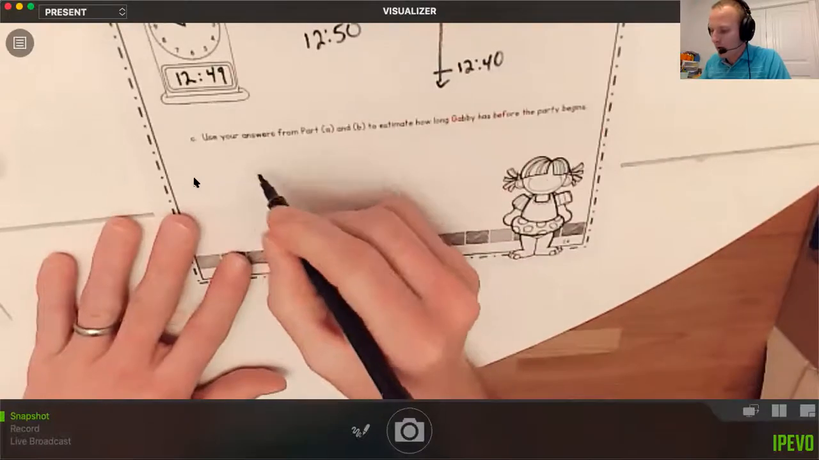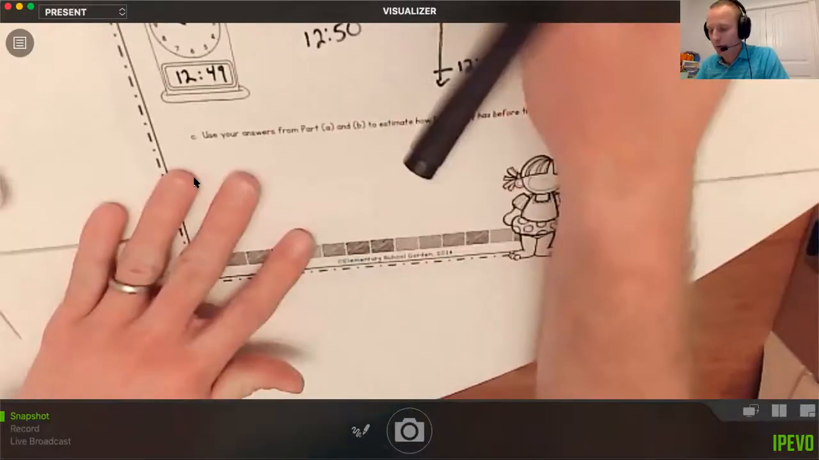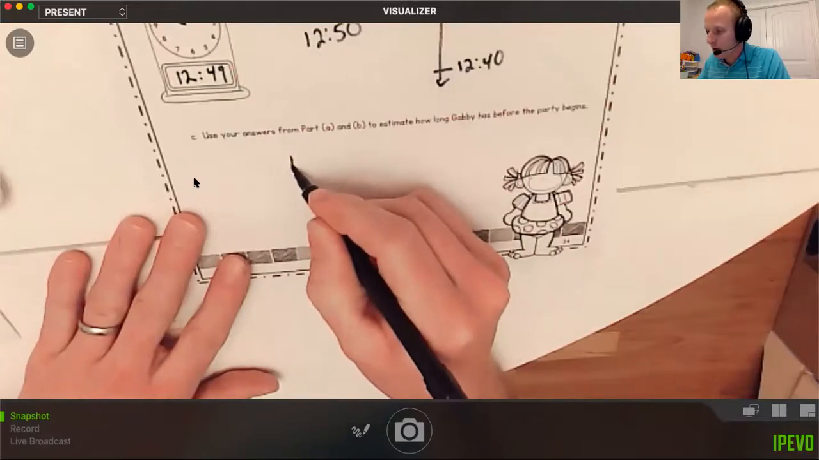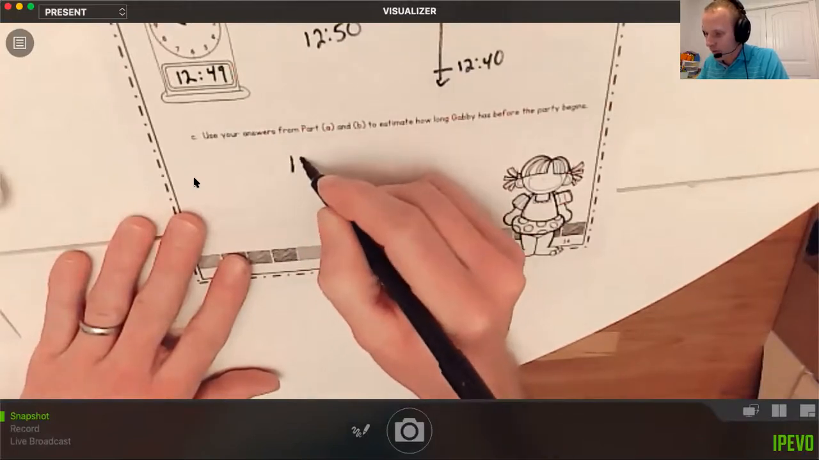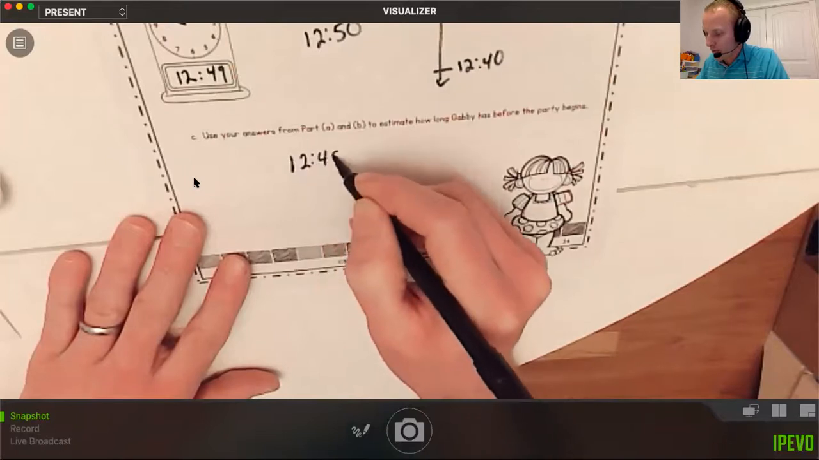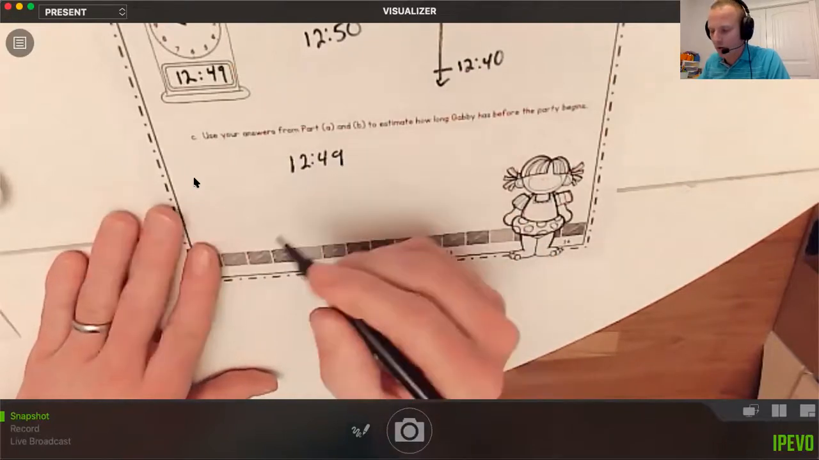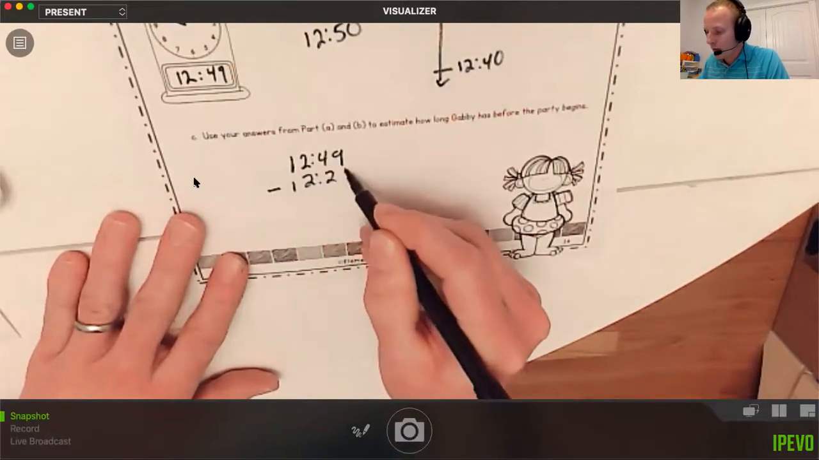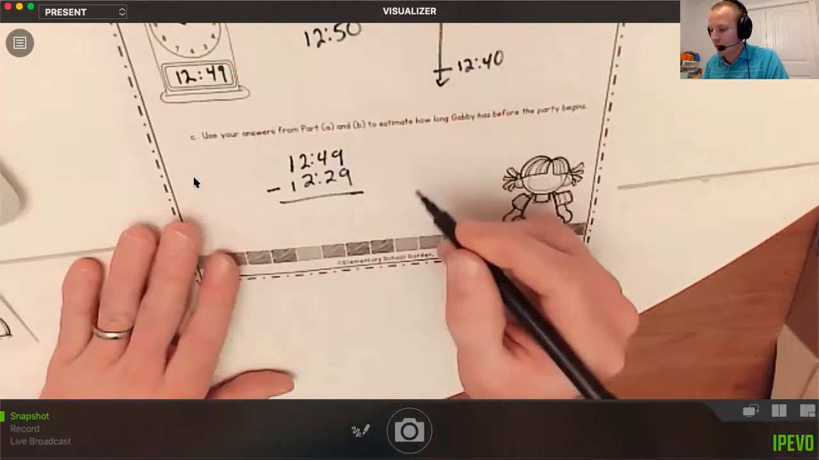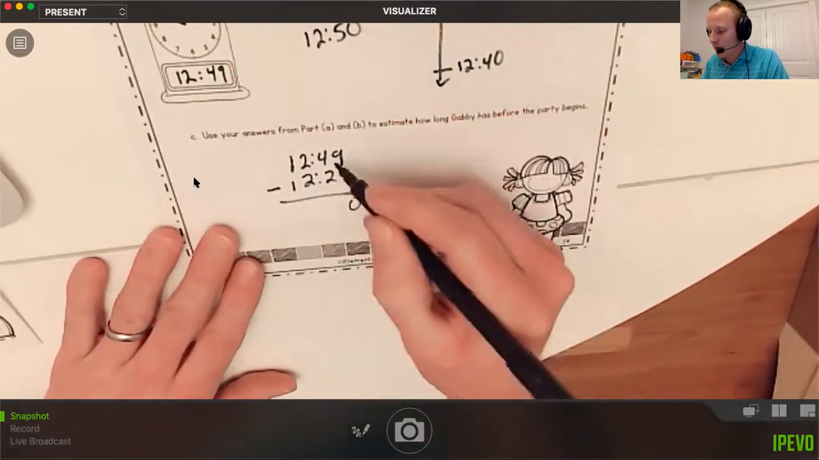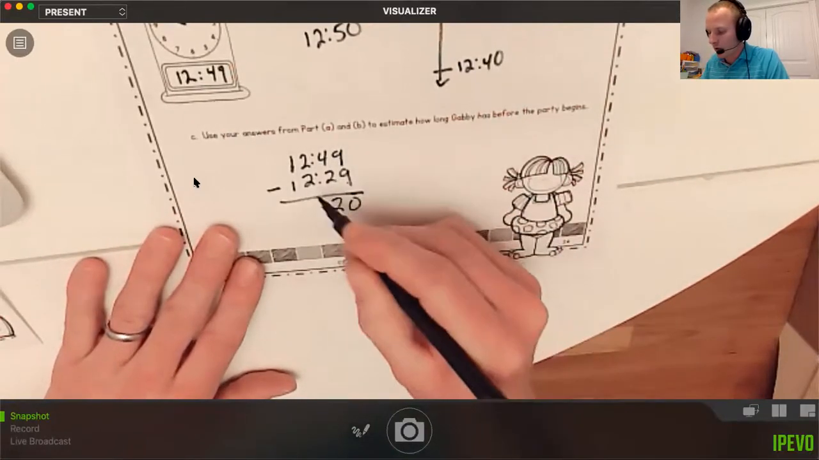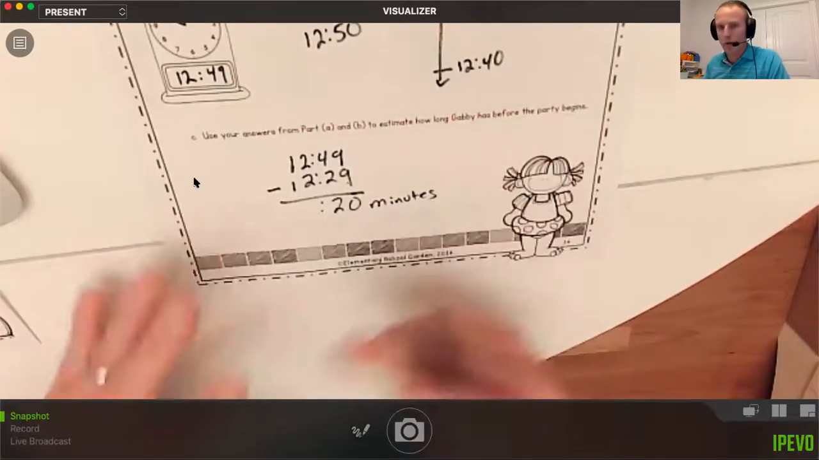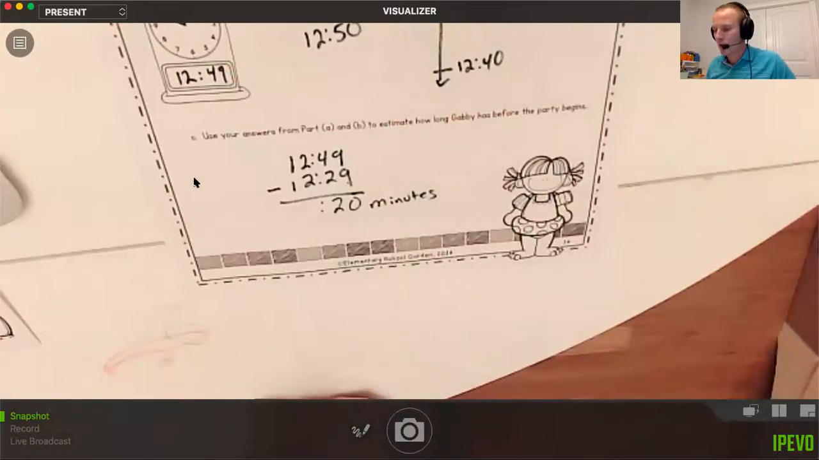So we have subtracting here to find the difference in the time. So I have the party starts at 12:49, which is a very odd time for a party to start. And right now it is 12:29. So we subtract those things to find the difference. 9 minus 9 is 0. 40 minus 20 is 20. And 12 minus 12 is 0. So 20 minutes. So from now till when the party starts, she has 20 minutes.